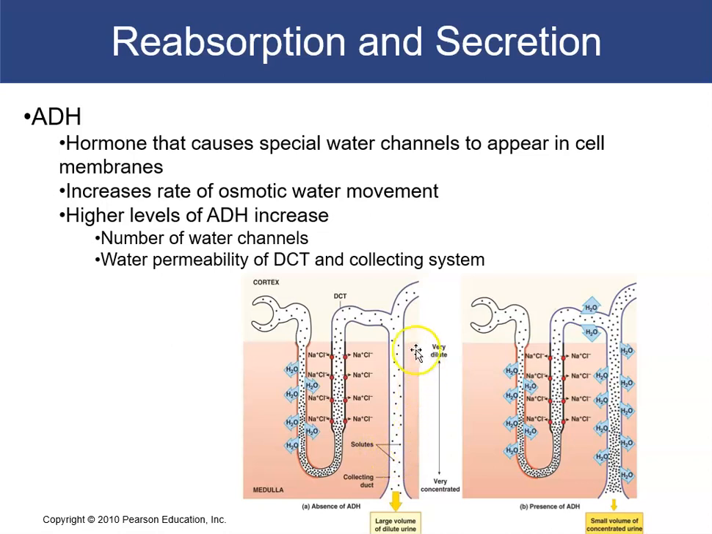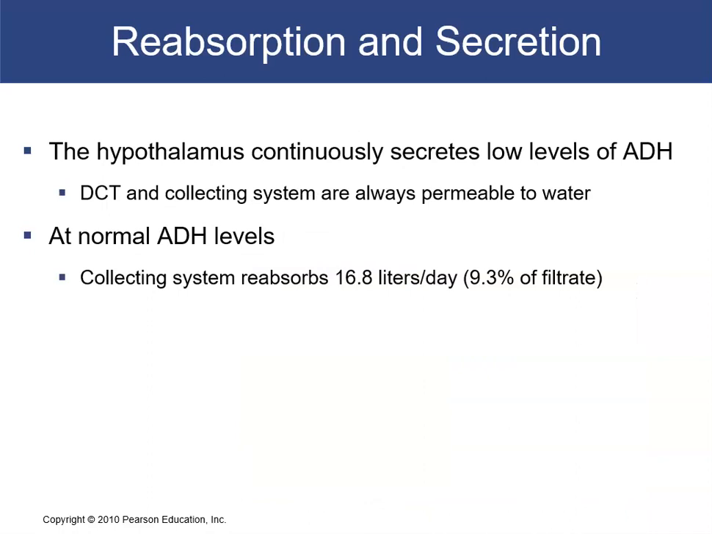When there is no ADH present, there are no channels in the membrane. So water cannot be reabsorbed. As a result, you will produce a large volume of very dilute urine. The hypothalamus continuously secretes low levels of ADH. As a result, the distal convoluted tubule and the collecting system will always be permeable to water.